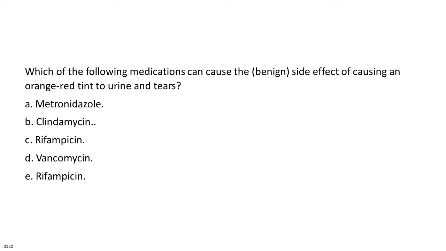Which of the following medications can cause the benign side effect of causing an orange-red tint to urine and tears? A. Metronidazole. B. Clindamycin. C. Rifampicin. D. Vancomycin.